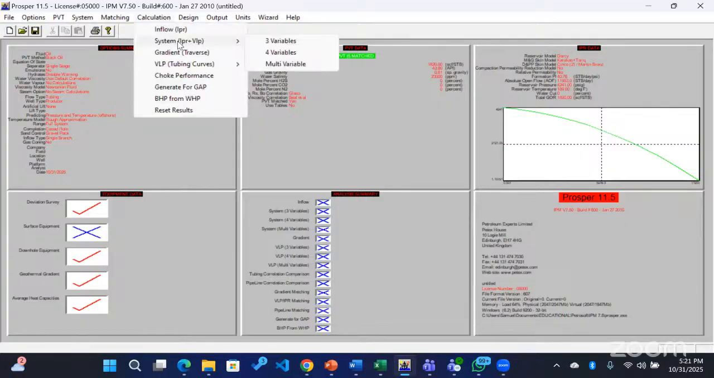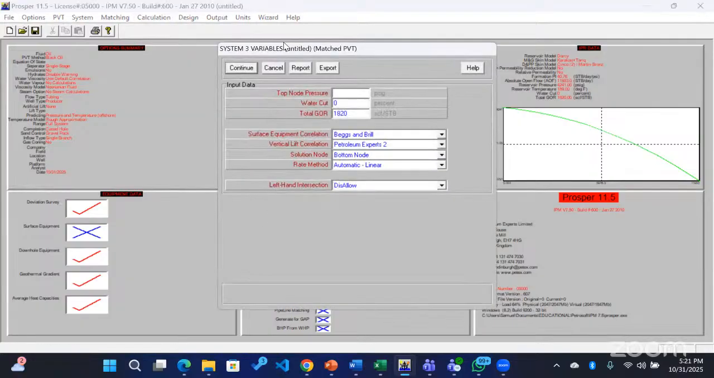So let's go to calculation. We want to see our IPR and VLP. So let's select 3 variables. Let's assume our top node pressure to be 500. So water cut is 0. Our total GOR carried forward is 1820. Then surface equipment correlation BEX and Brio, Petroleum Experts, solution node, bottom node, rate automatic linear, just leave that the way it is. Then you continue.